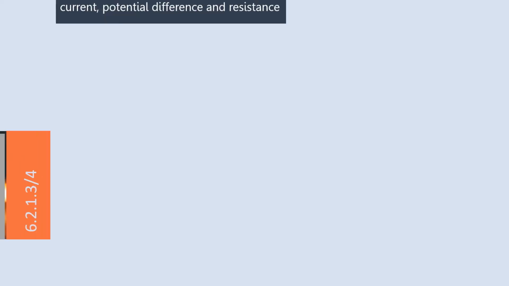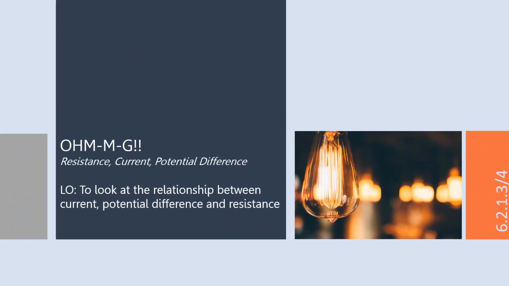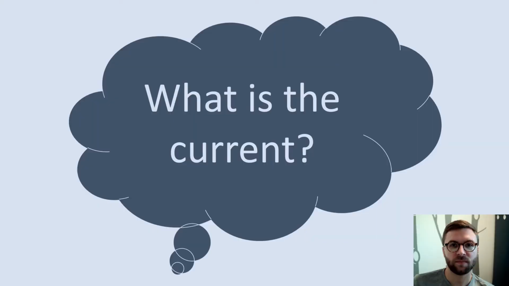In this quick video, we're going to be looking at the relationship between current, potential difference and resistance. Before we start looking at the relationship between these parts, let's first remind ourselves what the current is. The current is the flow of electrical charge. So what could this depend on?